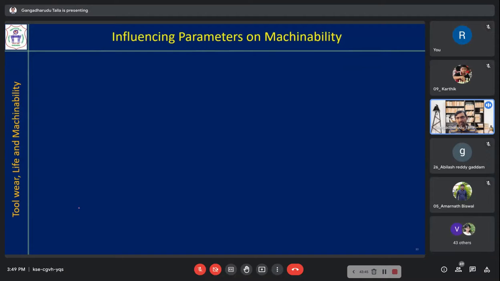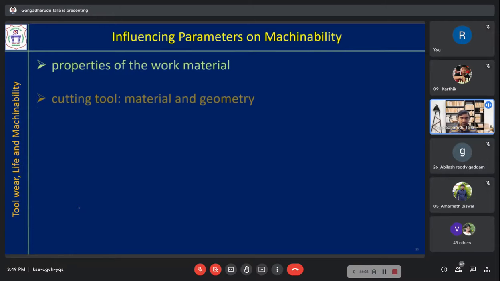So, influencing parameters on machinability. The properties of the workpiece material itself are important. Whether the workpiece is very hard or ductile, brittle, or whether it has good wear properties. Depending upon the properties of the workpiece material, machinability varies.